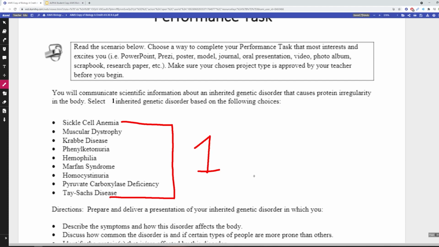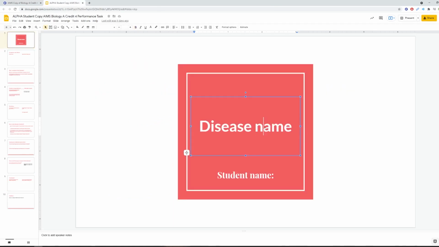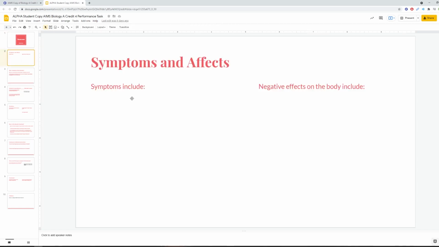So once you've settled on an option, what you're going to do is go to our template. And first things first, you're going to type the disease name on slide number 1. Second thing, you're going to put your name, please. For slide number 2, this is where your research starts.